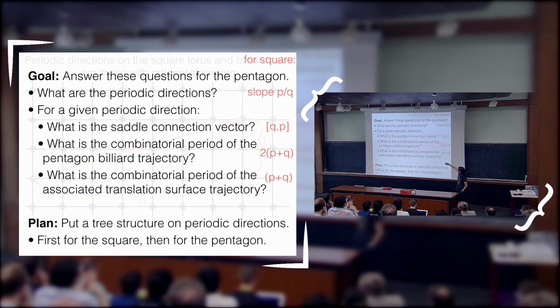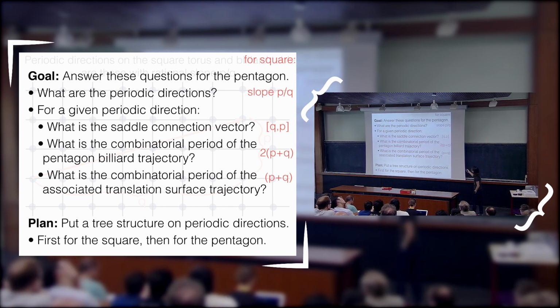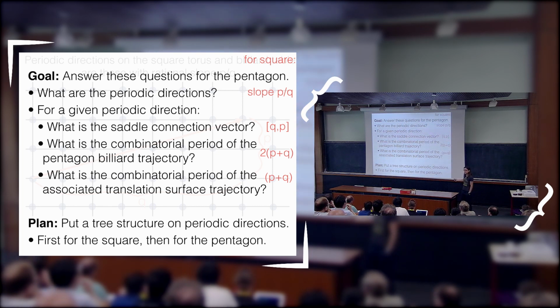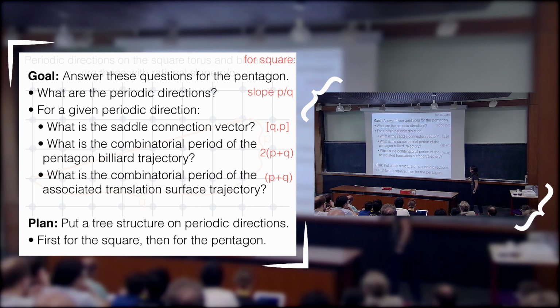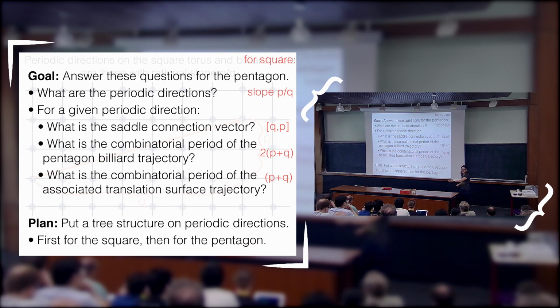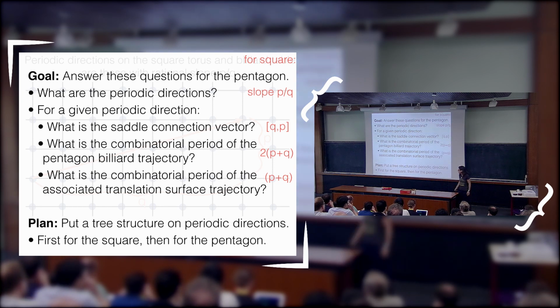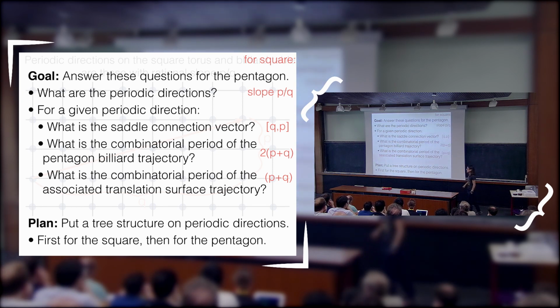Our goal is to answer these same questions for the pentagon. Here I've written the questions in black, and then I've written the answers for the square in red. So what are the periodic directions on the regular pentagon? And once we know them, for a given periodic direction, maybe your favorite, what's the saddle connection vector in that direction? And then what is the combinatorial period of the pentagon billiard trajectory? If you hit your ball in that direction, which we know is periodic, how many times will it bounce before it comes back? And then, whatever the associated translation surface is for the pentagon, what's the associated period for that surface? OK, so that's what we want to know for the pentagon.